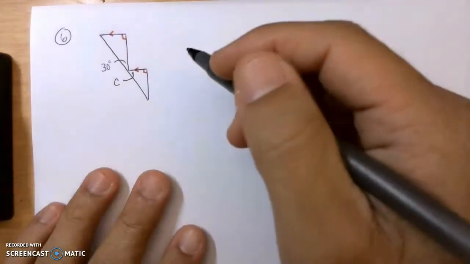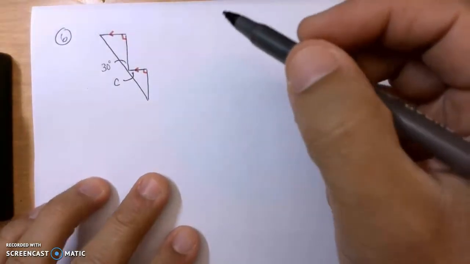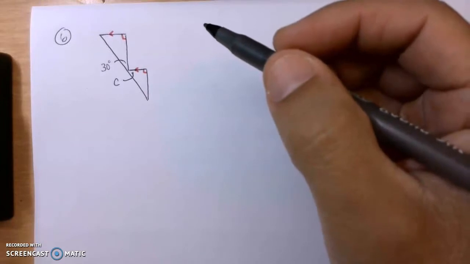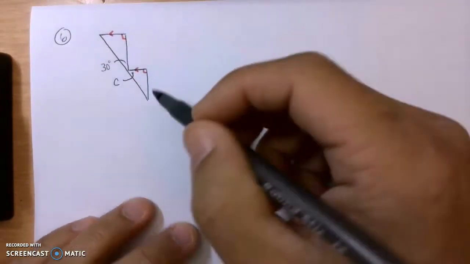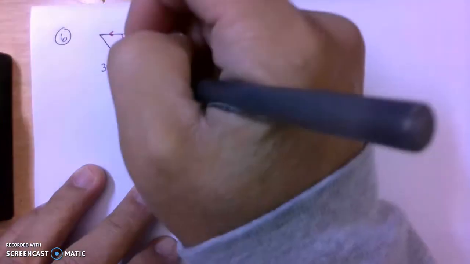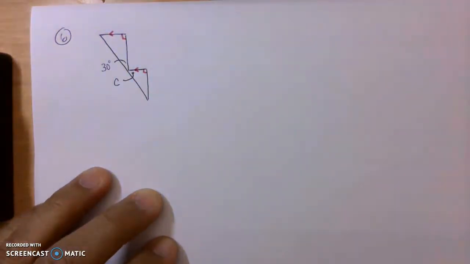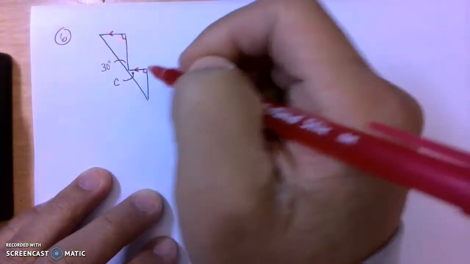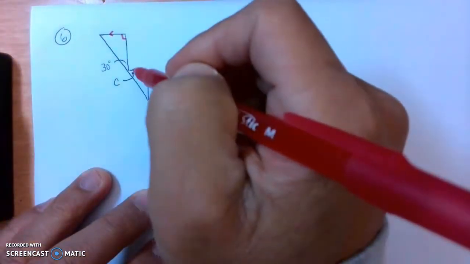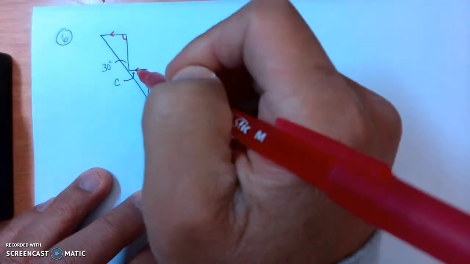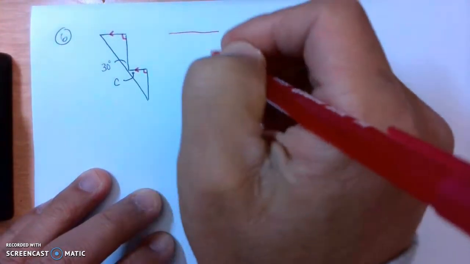Okay, we're looking at some problems here on page 150. We'll start with number 6. We have to figure out this angle here, angle C. We have something slightly different. We have two triangles here, but really what you need to focus in on is the fact that lines are parallel here.